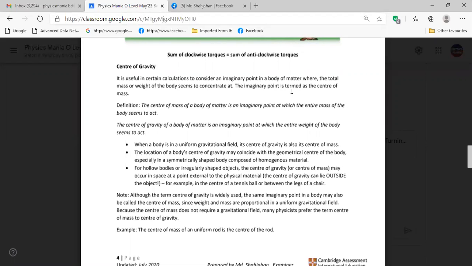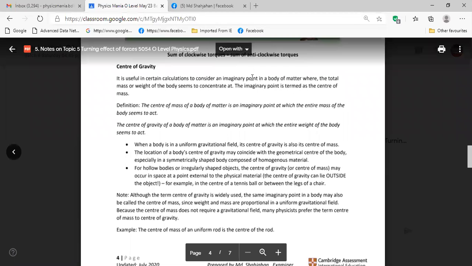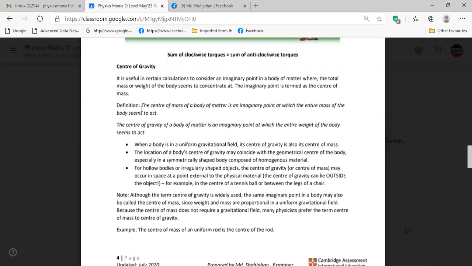So, can you please read the definition of center of gravity, center of mass? The center of mass of a body of matter is an imaginary point at which the entire mass of the body seems to act.